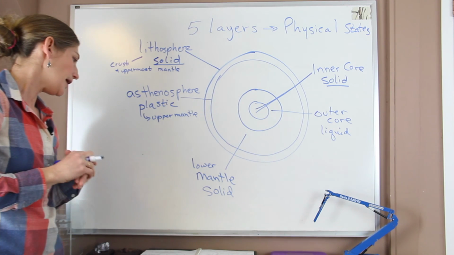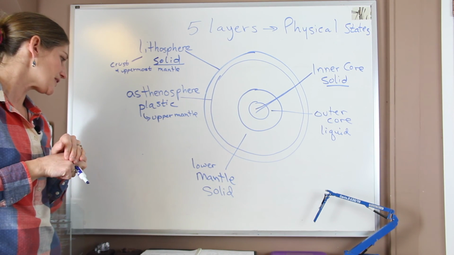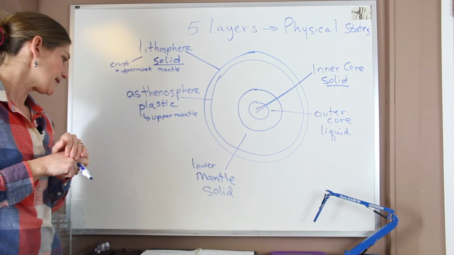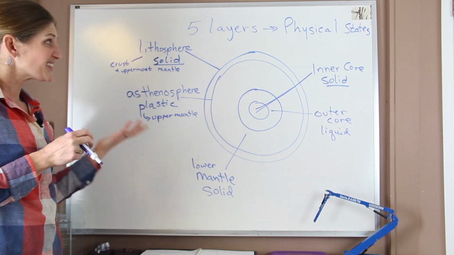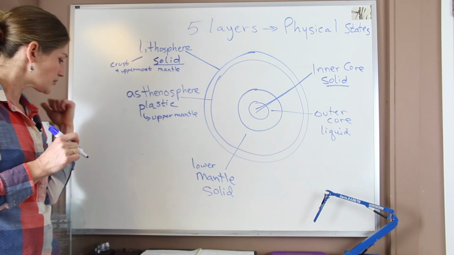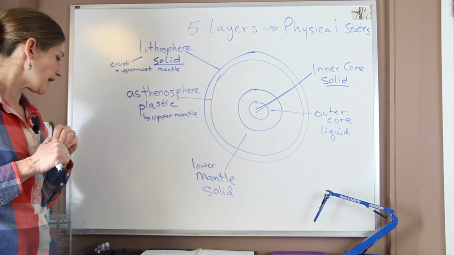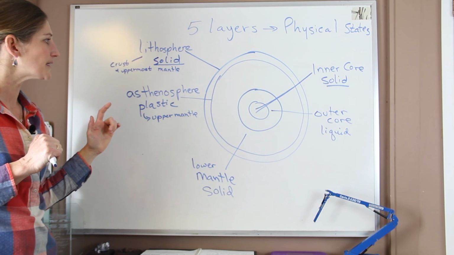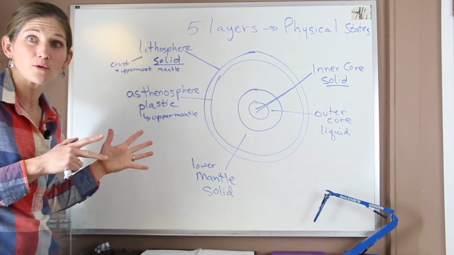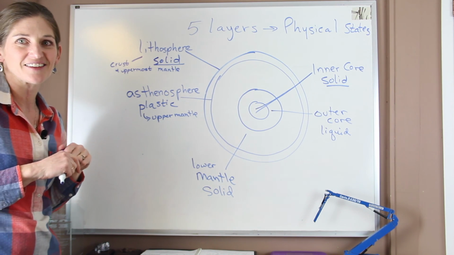All right, trying to think if I wanted to include anything else in this one. But that's it. So those are the 5 layers compared to the 3 layers by composition. And it's just helpful to understand these relationships because they will play a role in things we talk about later in this semester.